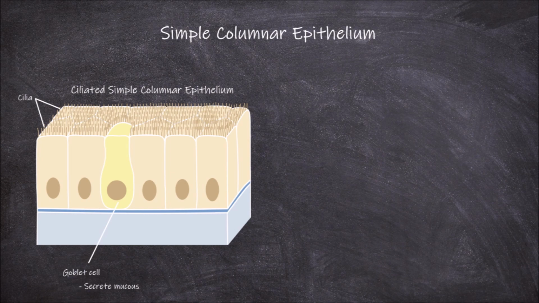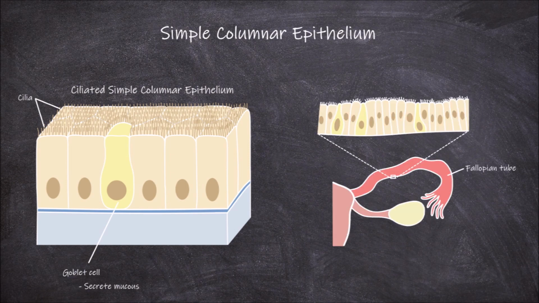An example of a location where this type of epithelium is found is lining the fallopian tubes in the female reproductive system. The ciliated cells function in transportation. In our example of the fallopian tube, the cilia beat in unison, moving the oocytes, which are the eggs, through the fallopian tubes.